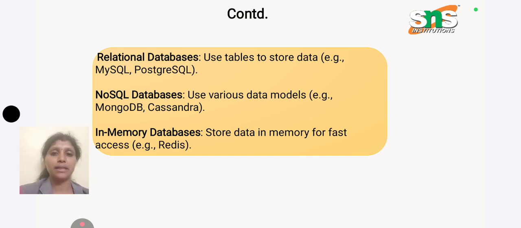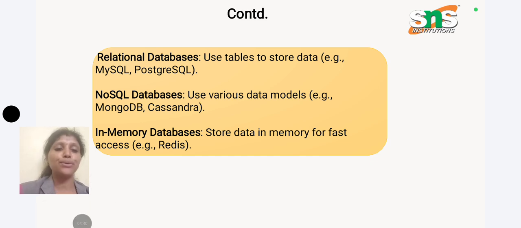MySQL is an actual database backend for developing applications in PHP. In NoSQL databases, we can use various data models like MongoDB and Cassandra. These are good examples for developing a database. We can store the data without any queries, without commands like create, insert, update, truncate. There is no need to use these in NoSQL databases.